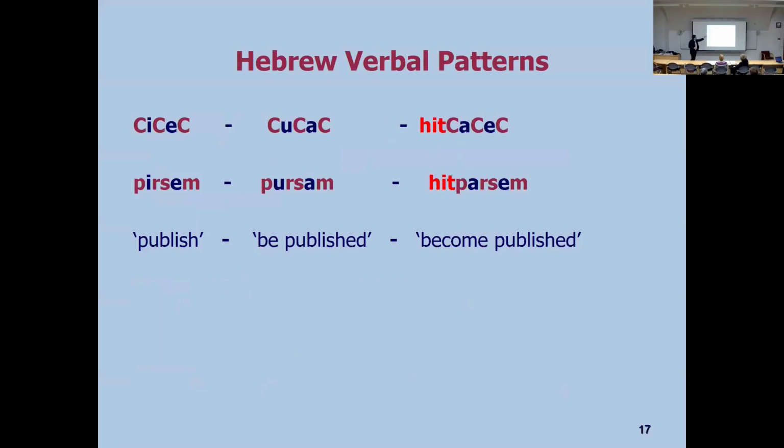And this is the most common pattern that is used for new verb formation, but this is a native one. And by the way, sometimes they can occupy more than 3 root consonants. So this is an example. We have pirsem, to publish, active, pursam, to be published, and hitparsem, to become published. So we have the root p, r, s, m in the different patterns.